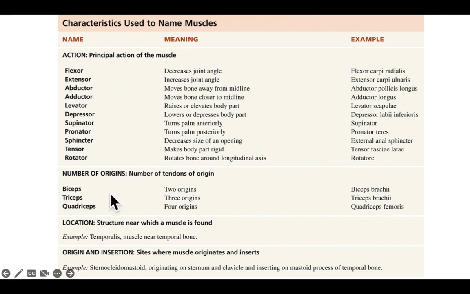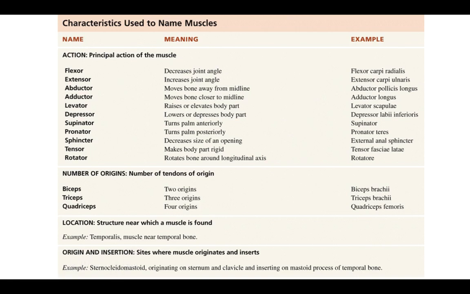Number of origins: biceps, triceps, quadriceps. Location: temporalis is near the temporal bone. Frontalis is near the frontal bone. So we could just use kind of a region or location. And then this last characteristic is we'll take the origin or the non-moving end and the insertion, the moving end, and name it after that.